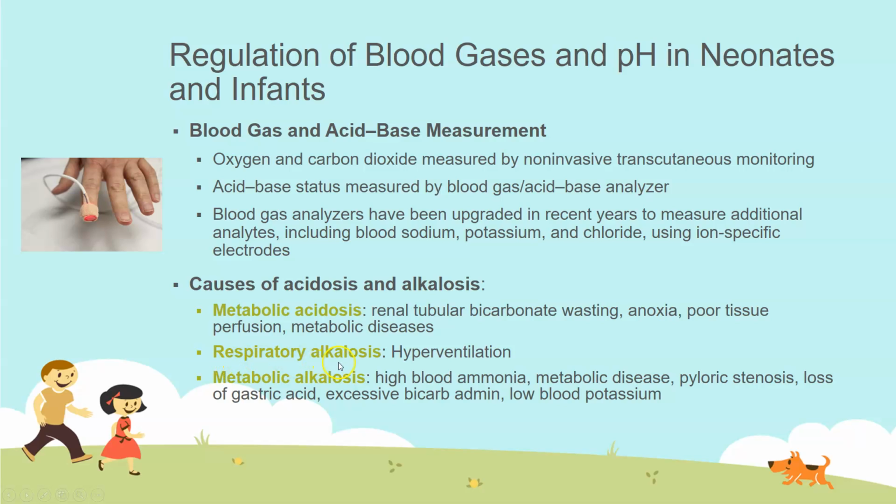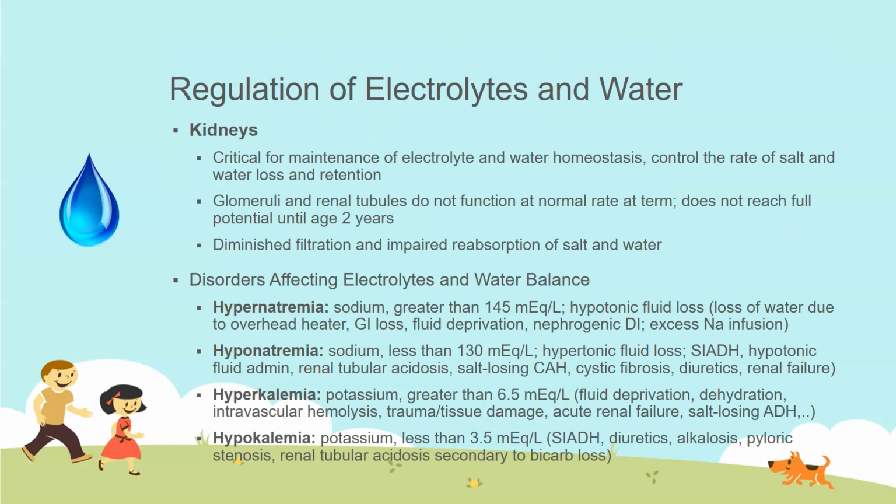In respiratory alkalosis, the predominant cause is going to be hyperventilation of the baby, whether they're hyperventilating by themselves or they're being hyperventilated because they're on a ventilator or something like that. Metabolic alkalosis: high blood ammonia, that would be from the immature liver. Metabolic diseases, pyloric stenosis, where there's a narrowing of the pylorus, which is the emptying of the stomach into the small intestine, right? Loss of gastric acids, and excessive bicarb administration. If they've given the baby too much bicarb, you overcorrect it. And low blood potassium are all causes of metabolic alkalosis.